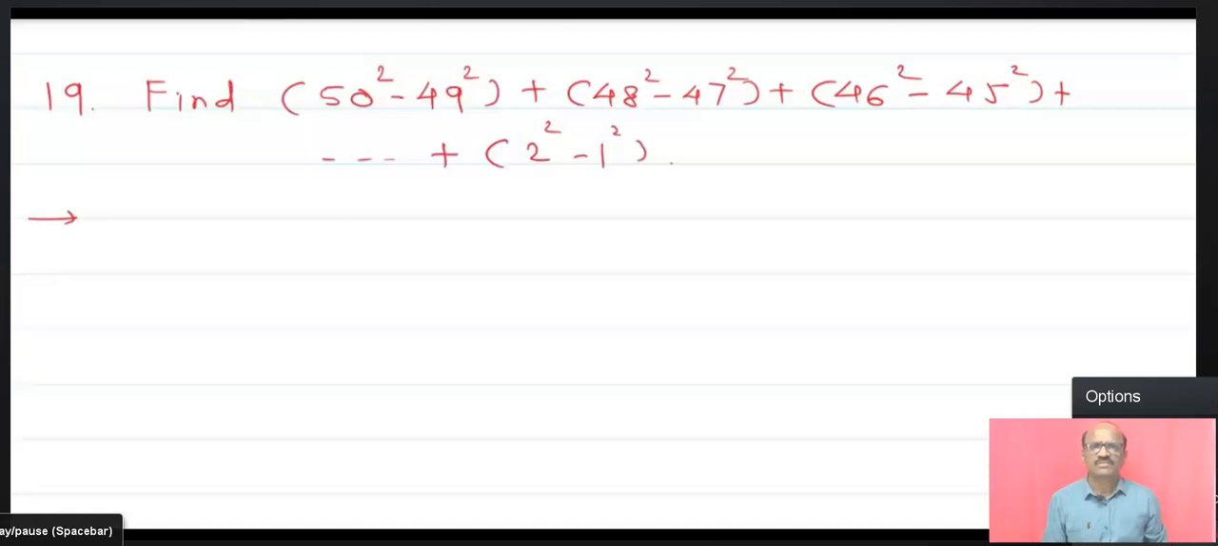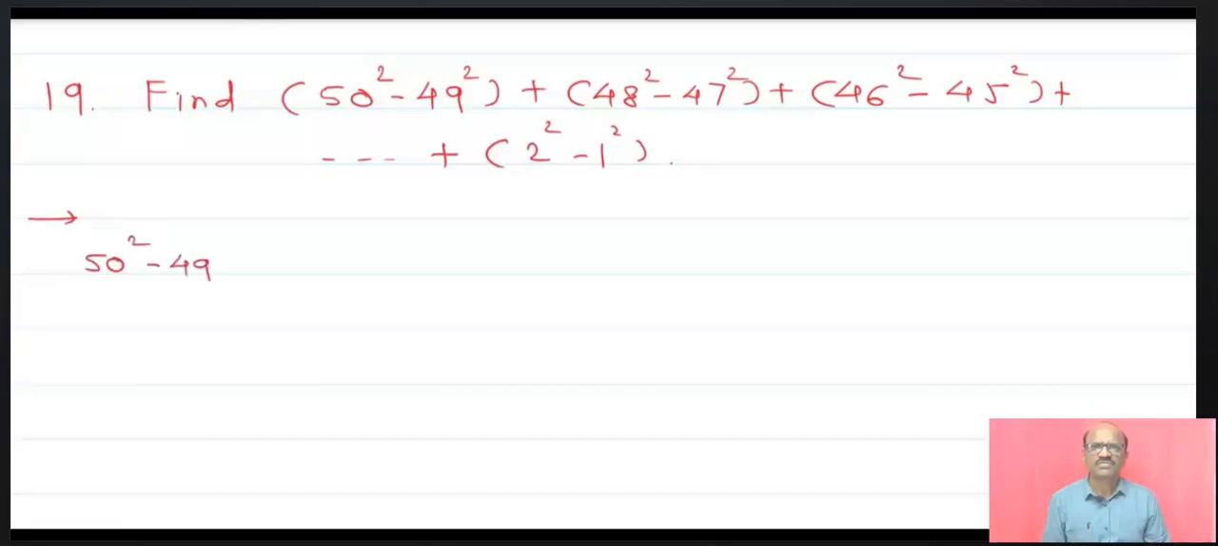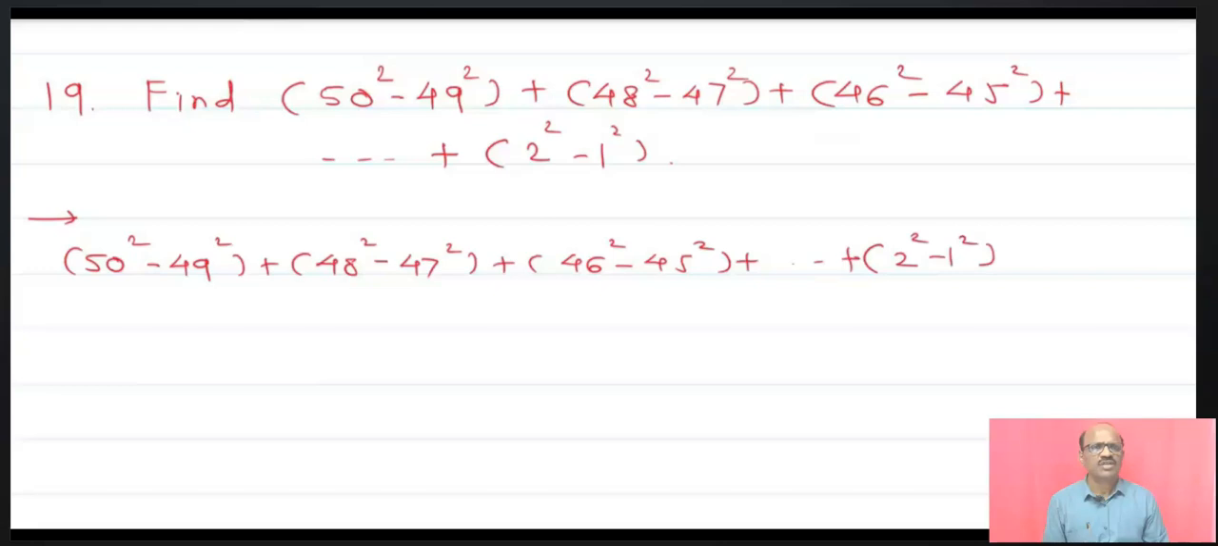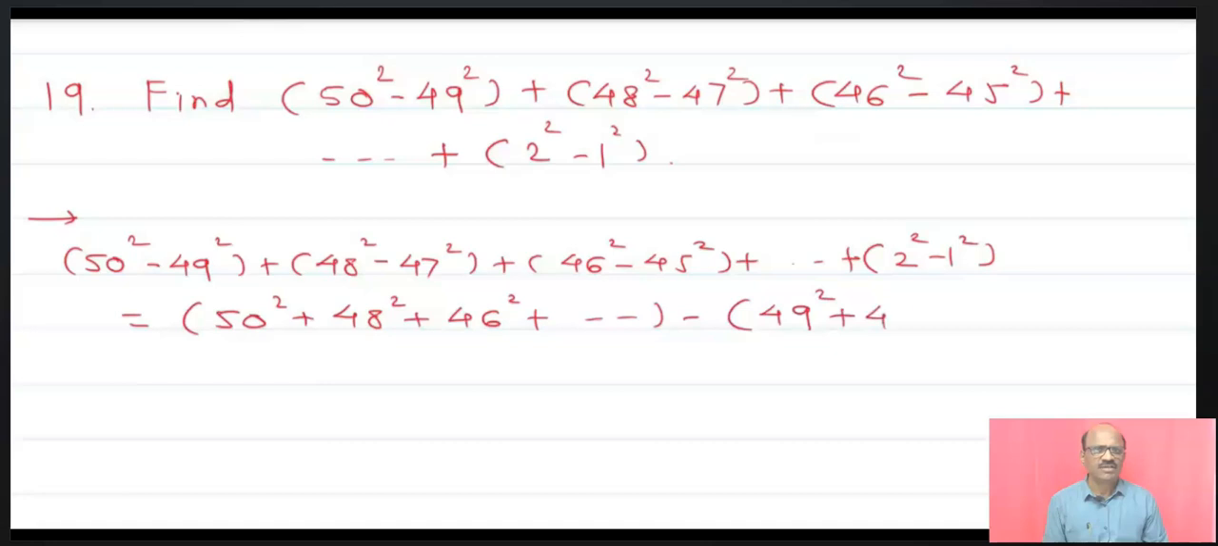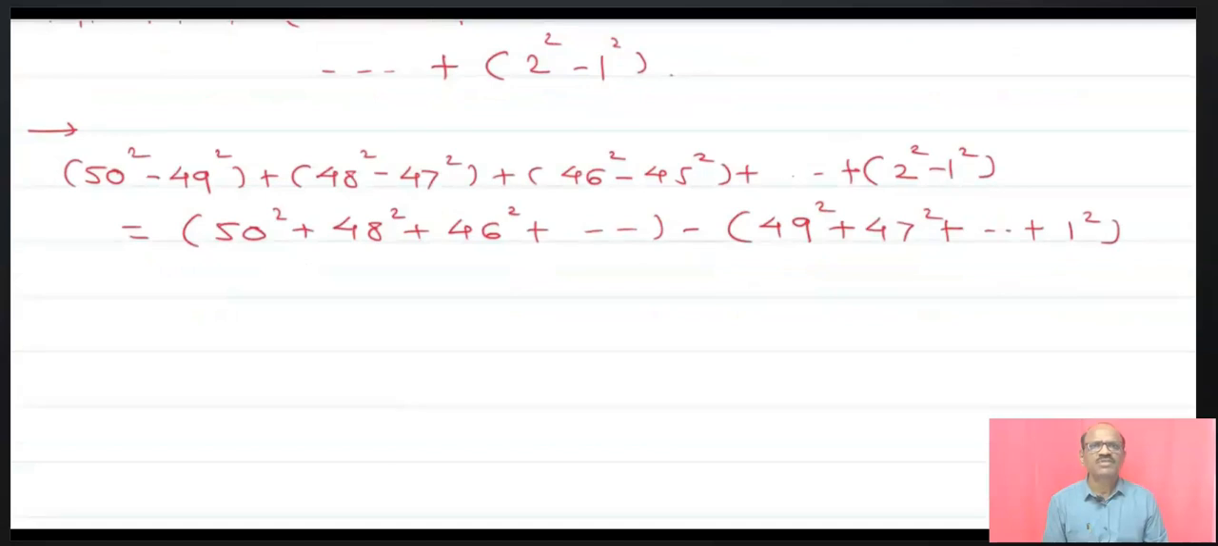You will get 50 square minus 49 square plus 48 square minus 47 square plus 46 square minus 45 square, and up to the last term, that is 2 square minus 1 square. Now here we will write in this manner, that is a sum of the even term squares, that is 50 square plus 48 square plus 46 square up to, minus 49 square plus 47 square plus up to the 1 square.